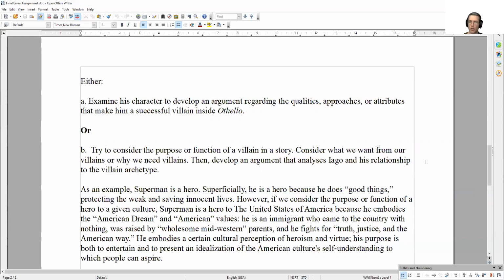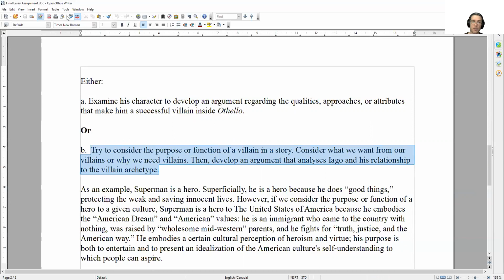So watch out if you try to address this question for summary. The other way you can approach this question is by trying to consider the purpose or function of a villain in a story. Consider what we want from our villain or why we need villains. Then develop an argument that analyzes Iago and his relationship to the villain archetype.